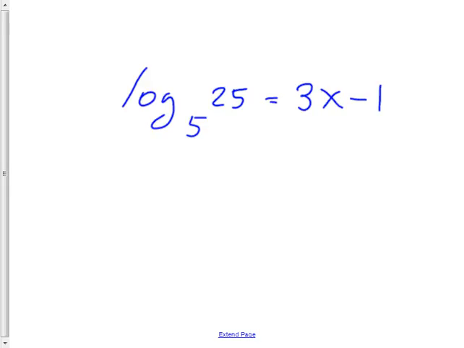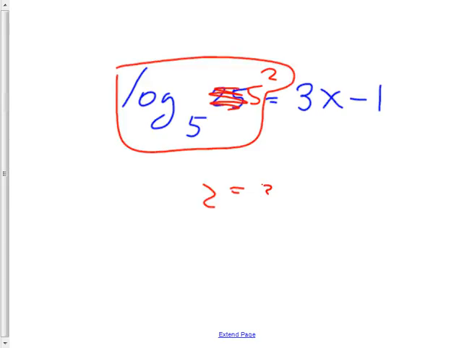Mr. G, how'd you start? Change 25. I like it. That'll show me easier that the answer to the left side is what? Yeah, this whole thing just becomes 2. 2 equals 3x minus 1. And if you can't handle that equation, we've got to move you down a level, because you're in honors higher algebra, and this is just simple algebra.